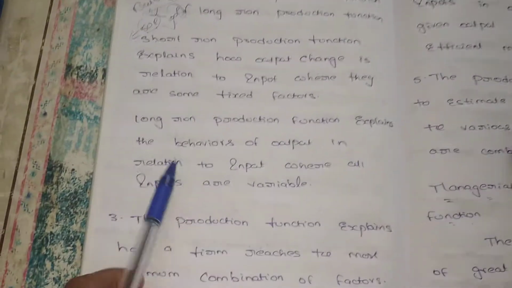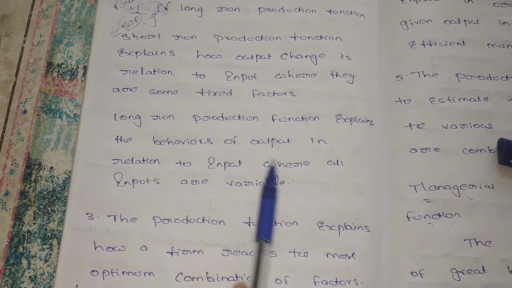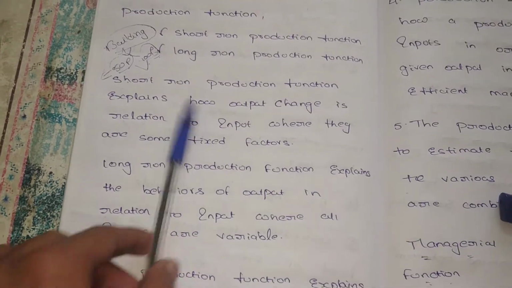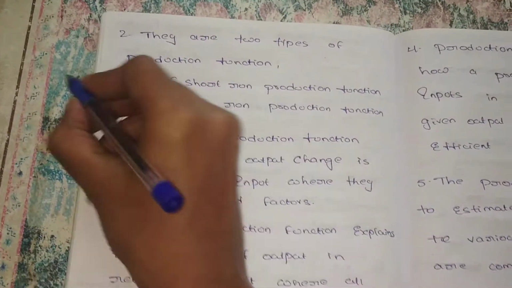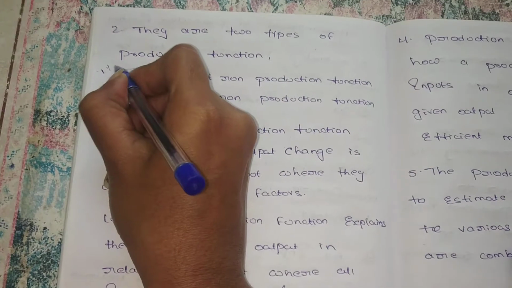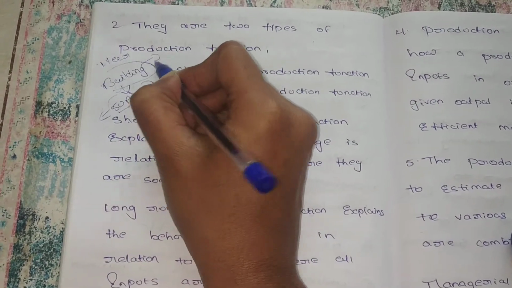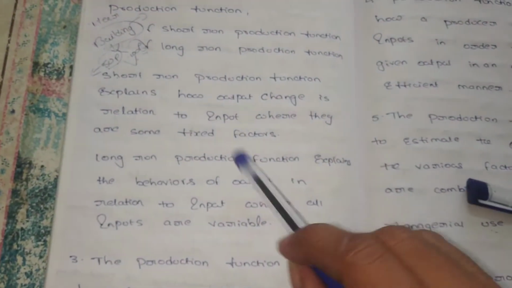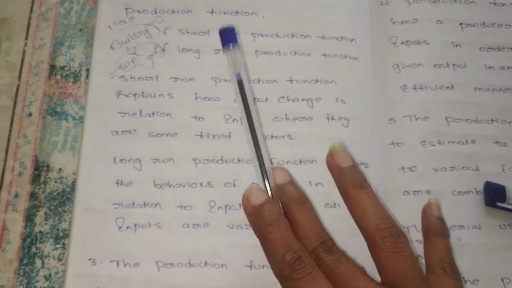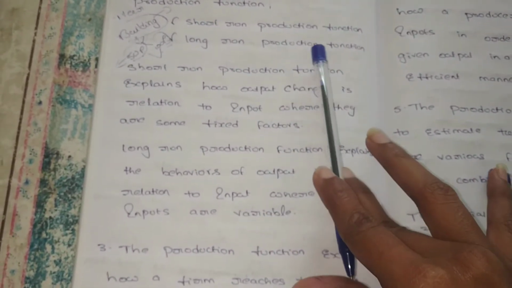While considering the long run production function, it explains the behavior of output in relation to input, where all inputs are variable. Here the inputs are variable. I am saying here the building rent is fixed because short run means below 1 year. Below 1 year there is no change in our building rent, but after 1 year there is a change. So we can say in long run all are variable, but in short run some are fixed. What are the fixed? Like building rent, insurance charges, transport charges; these are fixed for a particular 1 year.